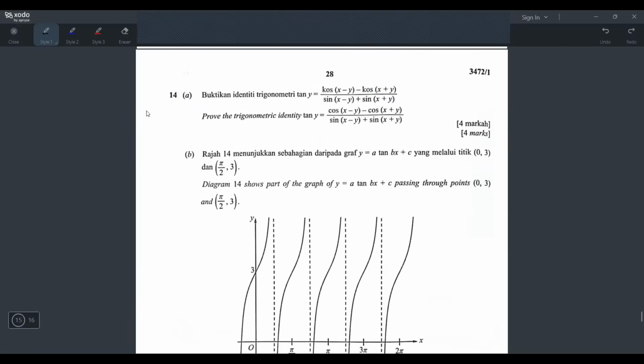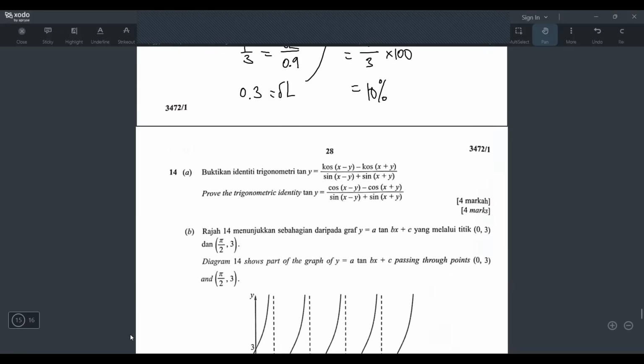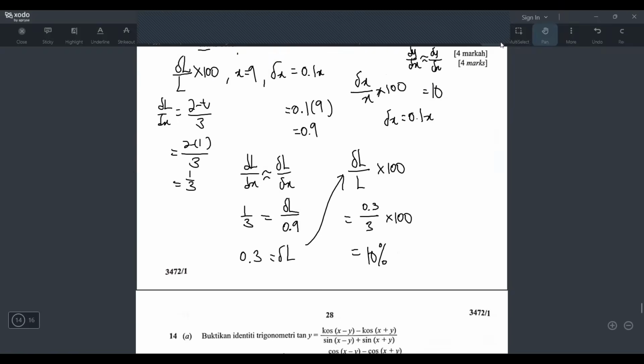Okay, let's do number 14A. Okay, they never give me any space for this question. Okay, I'm just going to use this space, but first I need to make this smaller.